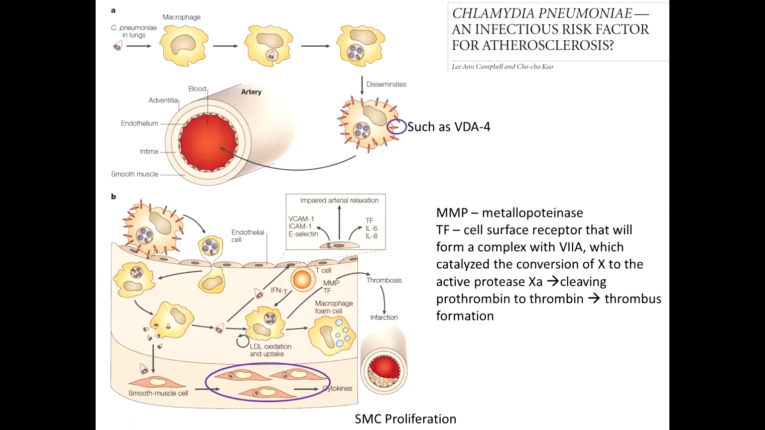Okay, and it also increases the amount of TF, which is a cell surface receptor that will form a complex with factor 7A, a component of the coagulation pathway, which catalyzes the conversion of factor X to active protease XA that cleaves prothrombin to thrombin. This produces a blood clot, thrombus.